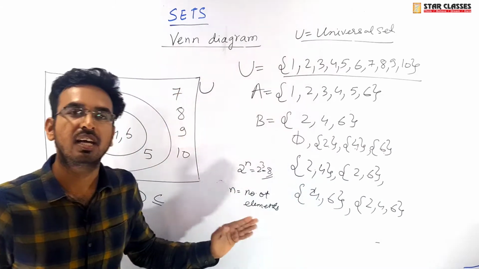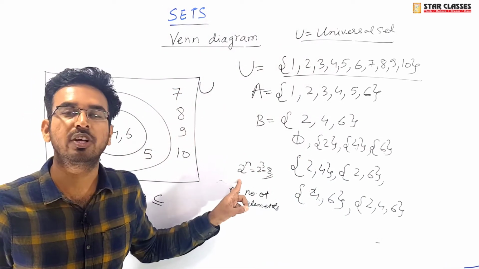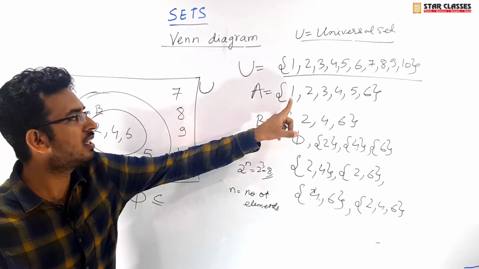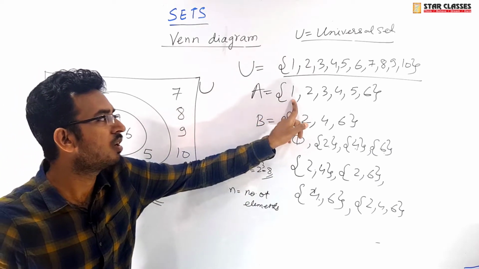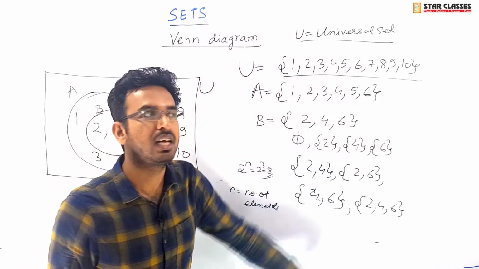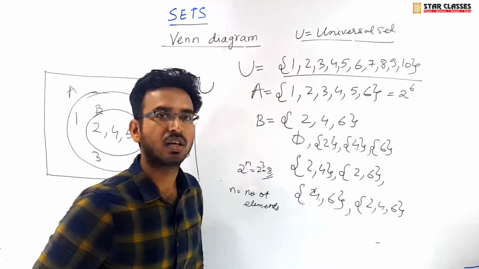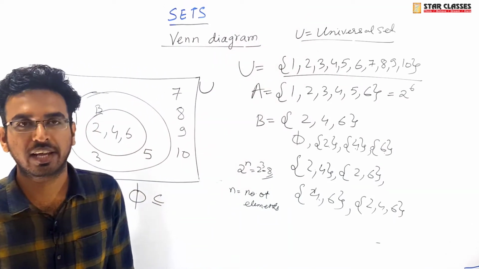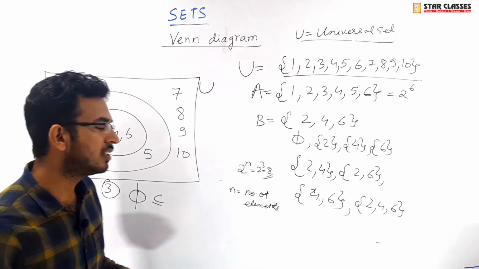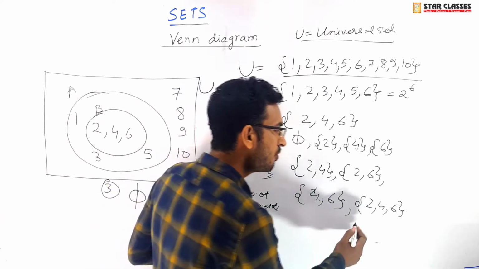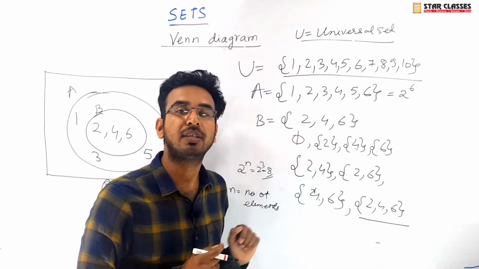For any set, the number of subsets will be 2 raised to power n, where n is the number of elements. For this set A, which has 6 elements in it, the number of subsets will be 2 raised to power 6. Okay, another thing that needs to be taken into consideration is that 2, 4, 6 is not a proper subset.